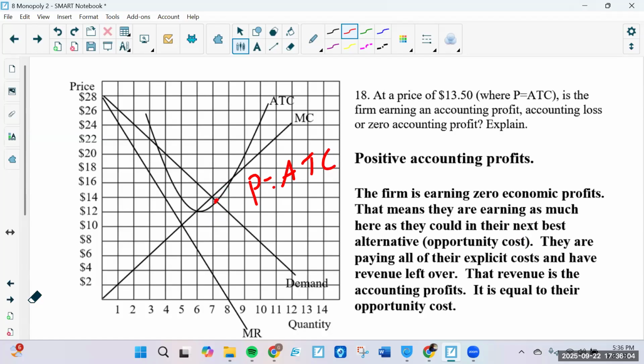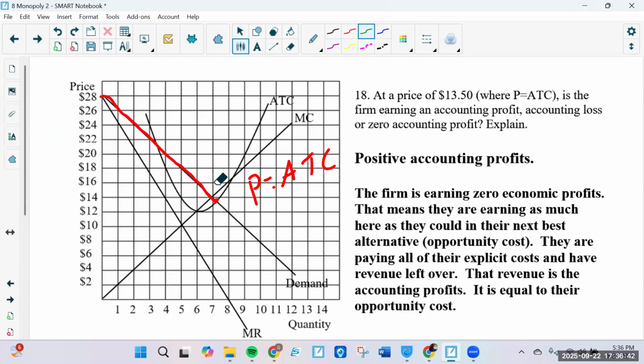Pretty much anywhere between here and here, they're earning a positive accounting profit. Now, the question that I get asked is, what about here? We don't know the answer to that, because we don't know what their opportunity cost is. If their opportunity cost is bigger than, what is that, $4 per unit, then they would be earning an accounting loss. If the opportunity cost is less than $4 per unit, then they'd be earning an accounting profit. But we don't know that number, so we can't give you that. And we really can't ask that question.